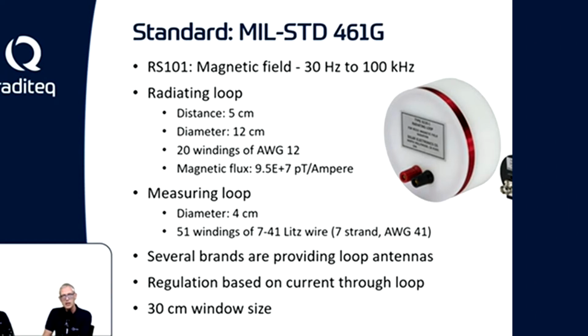The window size that is described for the MIL standard 461G is 30 centimeters. So every area of 30 by 30 centimeters should be tested separately. And if a device is larger than 30 centimeters, it should just be tested on multiple windows for that EUT.